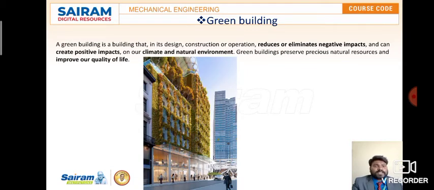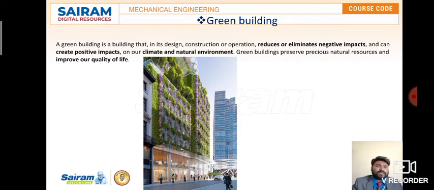So why it is required: this design, construction and operation is required to reduce or eliminate a negative impact and create a positive impact on the climate and the natural environment. Normally on flyovers and some areas we see that plants are grown in some buildings. They encourage planting trees, small plants and all those things. They keep it for reducing the negative impacts falling on the environment.